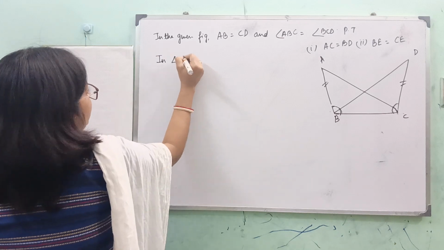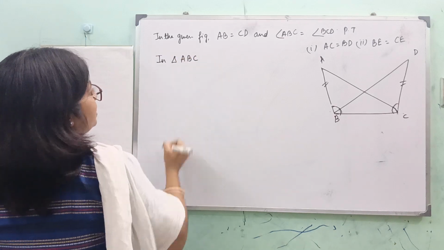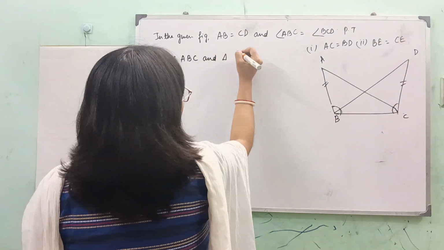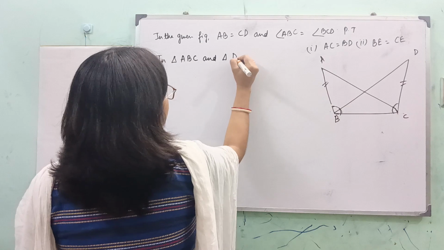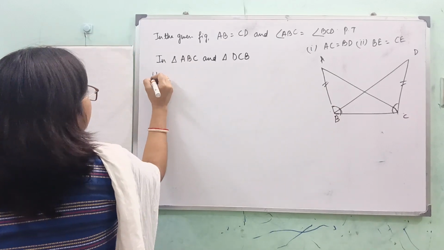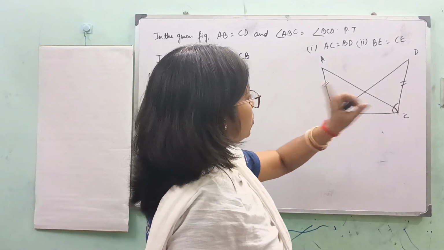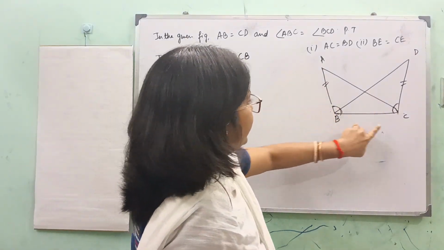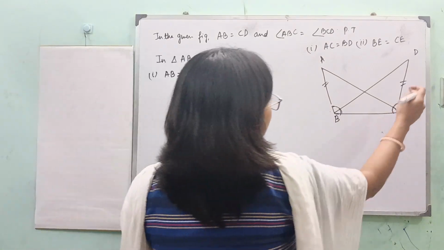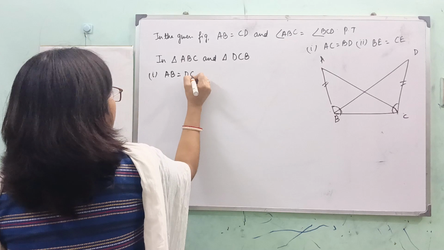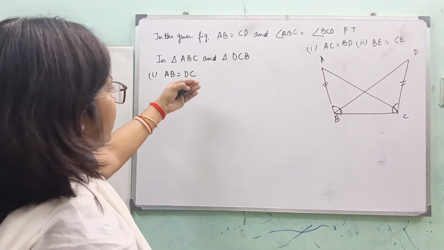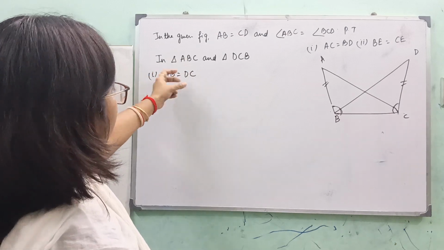So in triangle ABC and triangle DCB, the very first thing you will say is, what is the rule we are using here? Side, angle and side. So AB equals DC. It is given to you AB is equal to CD, so we can write CD as DC. I said always try following the vertices in the order.